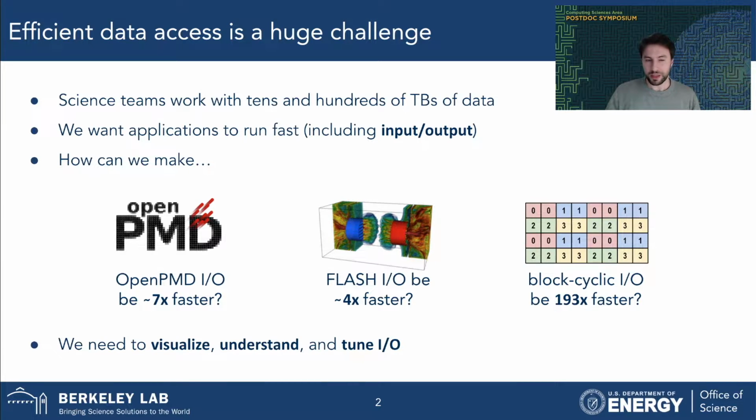So how can we make our application, for instance, OpenPMD, Flash, or even a block cyclic-based application run its I/O faster, like 7 times faster, 4 times faster, or even 193 times faster? Well, first we need to understand what our application is actually doing in terms of input and output operations by visualizing and then trying to apply different optimization techniques that have been proposed over the last couple of years to improve performance.